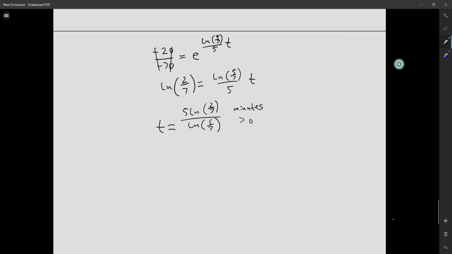So let's see, what does that look like in minutes? This looks like about 18.6 minutes. That's all we need to do for the class.